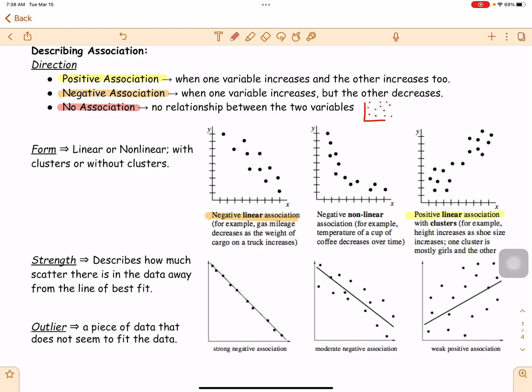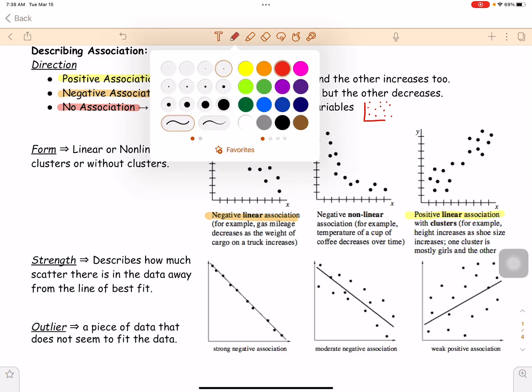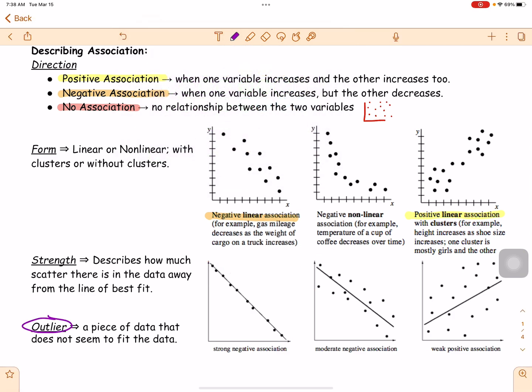So the strength means how close all the data is to the line of best fit. You can see that the data gets more and more spread out the weaker the strength of the scatter plot is. Now an outlier would be like if I had something way up here. That would be an outlier, or something way down here. And then for the weak positive association, it's a little bit difficult. The outlier would have to be way outside the data to be considered an outlier.